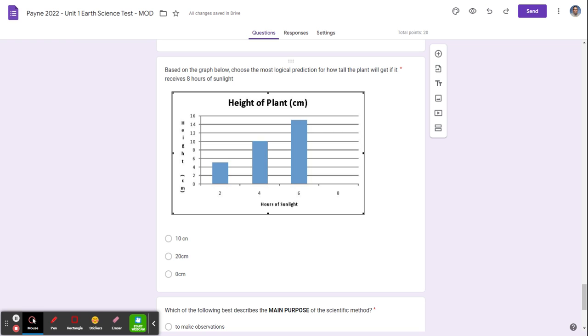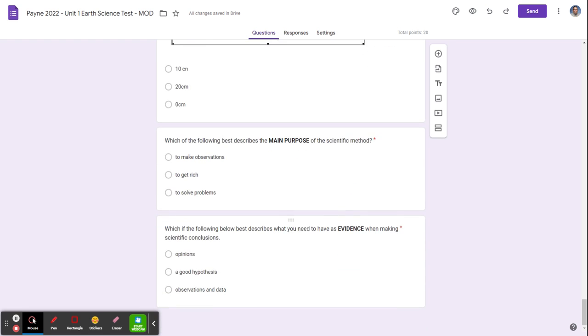Based on the graph below, choose the most logical prediction for how tall a plant will grow if it receives 8 hours of sunlight. 10 centimeters, 20 centimeters, or 0 centimeters? Which of the following best describes the main purpose of the scientific method? To make observations, to get rich, or to solve problems?